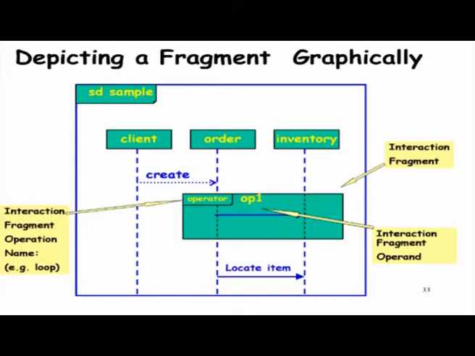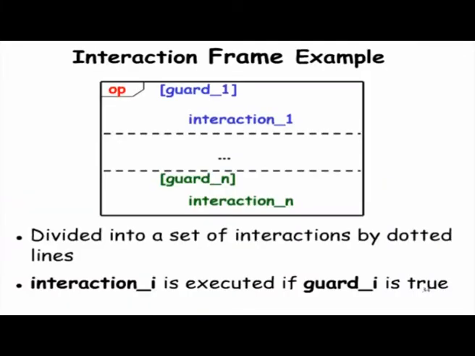So, this is the sample, and this is the operator. We write what sort of frame this is, maybe a loop, maybe an alternate, and so on. And then we write the operand here, which may be a condition. So, we just write here the general syntax. We will see the specific ones here. We just write what operator it corresponds to.